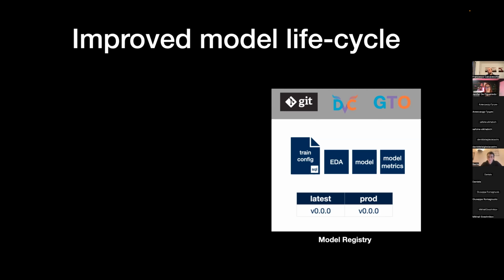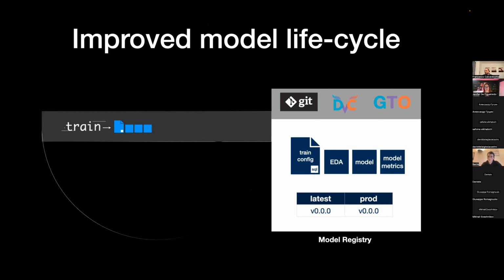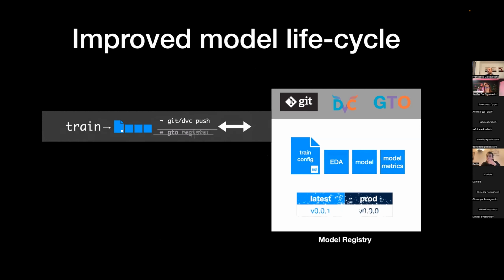Then what happens? So suppose I run the train command, I get my output. I would use git/dvc push, and then this new file would go in the model registry. And then use GTO register so that the latest version of the model is the one I just pushed.